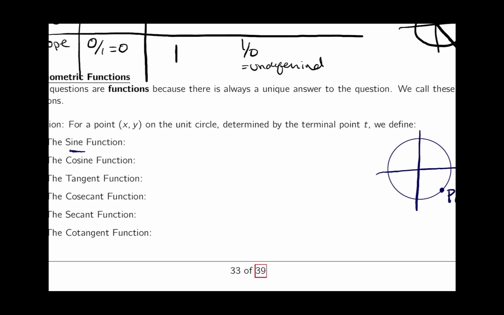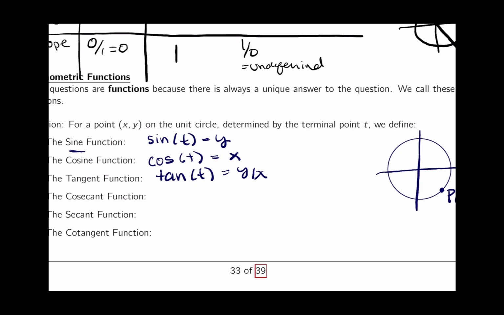So if we have some point on the unit circle determined by the real number t, and it has the point x comma y, I'm going to define the sine function as sin of t, and that's going to be the y value. We have the cosine function, abbreviated cos, of t, and that's always going to be the x value of the point. The tangent is what we'll use for that question about the slope. The tangent of t is that ratio of y over x, which actually will give you the slope.